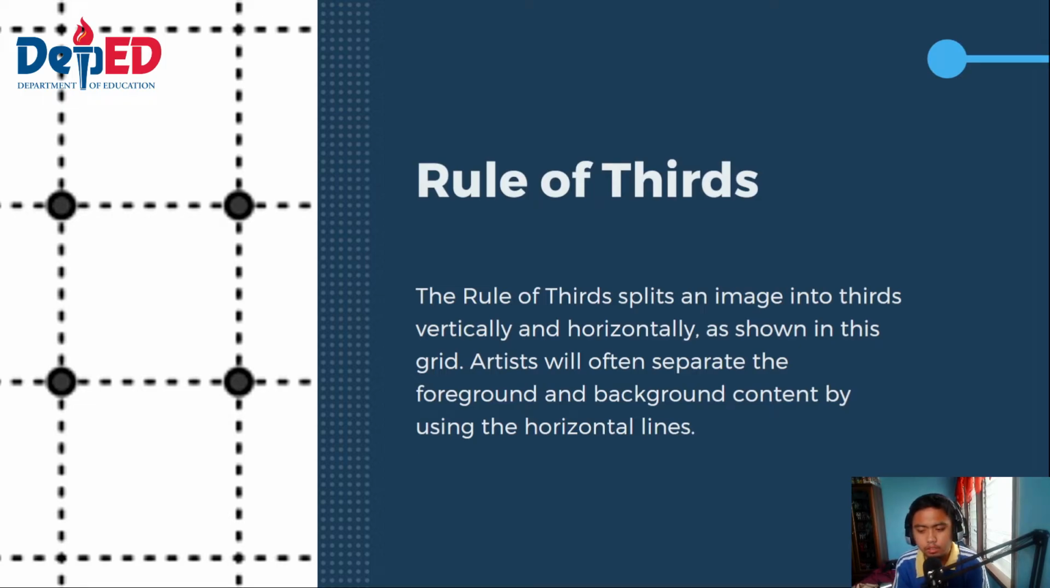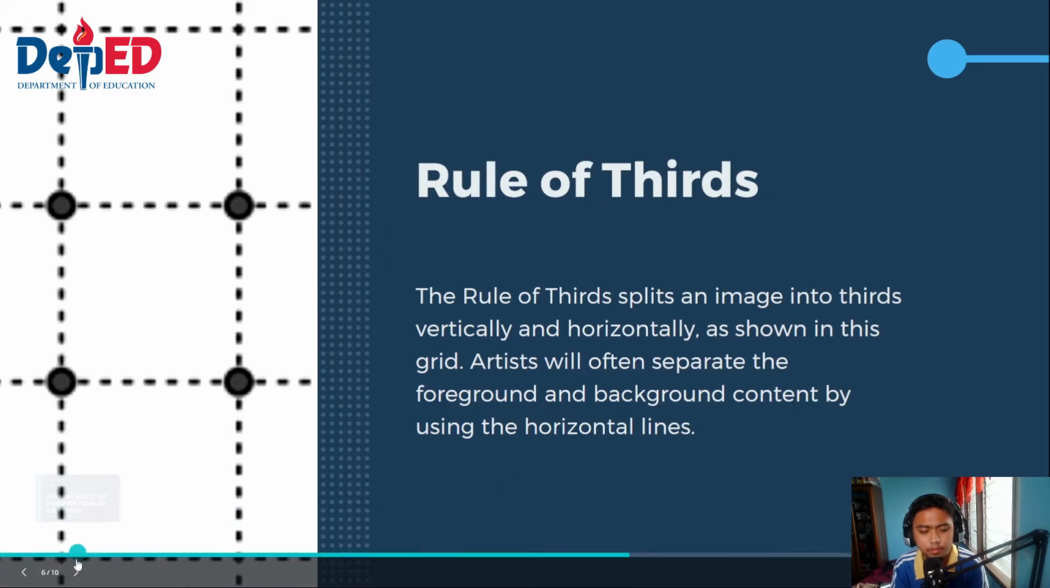So what you will do here is basically the rule: you don't put a main object at the middle of the canvas. You will use the lines, and the points of intersection in the rule of thirds, as your reference for where you will be putting your objects or your character. It would have a better position, a better proportion, compared to putting it at the middle of your composition.